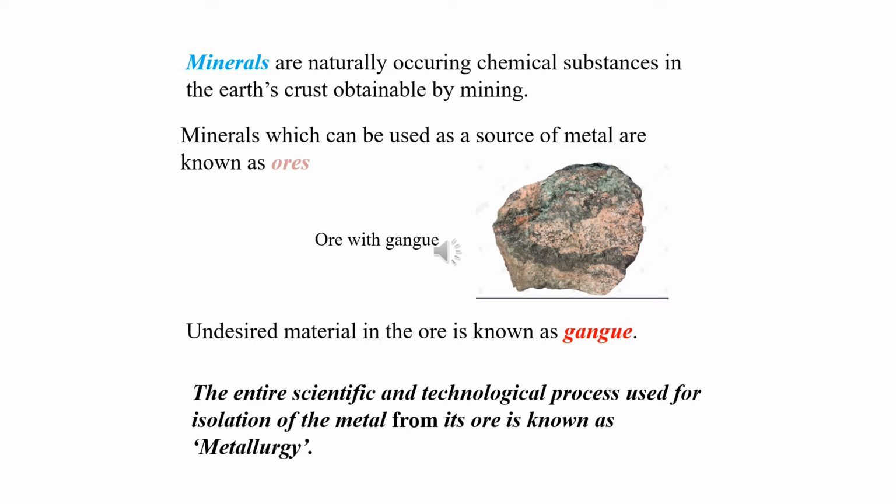We also see some impurities with the ore, and that's called gangue. In the picture, we can observe a piece of ore with impurity or gangue. We design a scientific or technological process to isolate the metal from its ore, and that is called metallurgy. The entire scientific and technological process used for isolation of a metal from its ore is known as metallurgy.